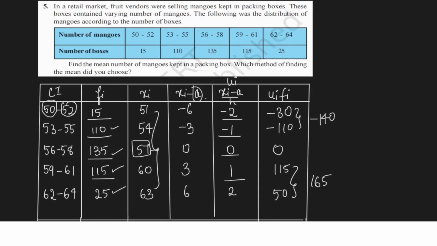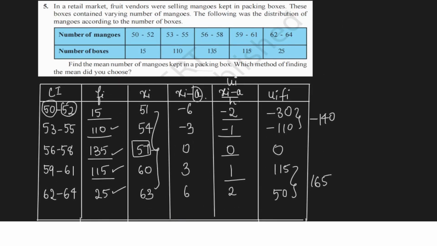So if you do 75 divided by 400, you get 0.1875. And when you add 57 and 0.1875, you get 57.1875. So this is the mean that we have got. But it's not the answer yet. We have to conclude the answer by writing the answer in the sentence form.